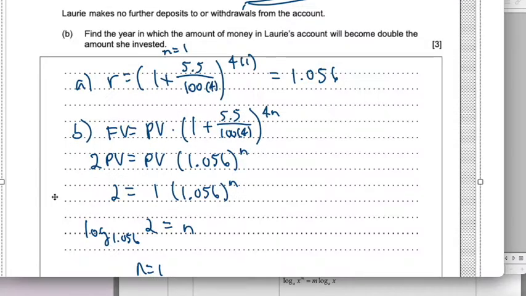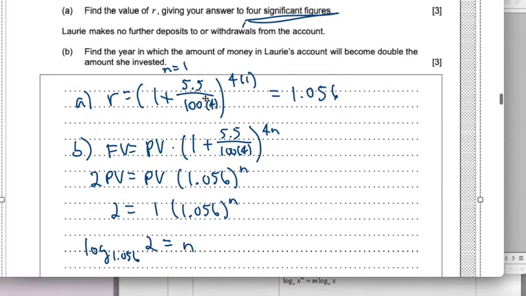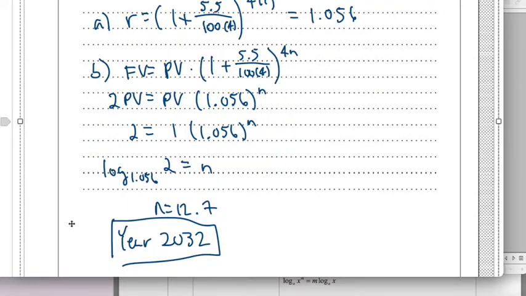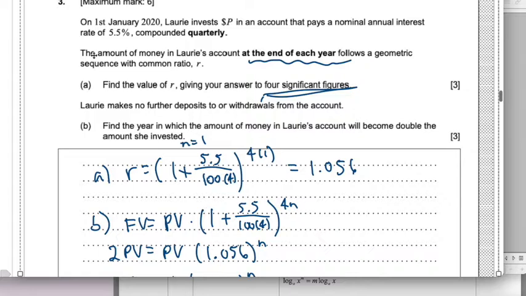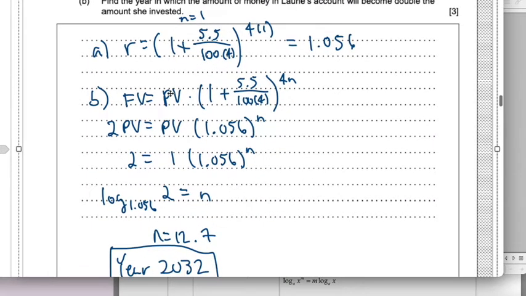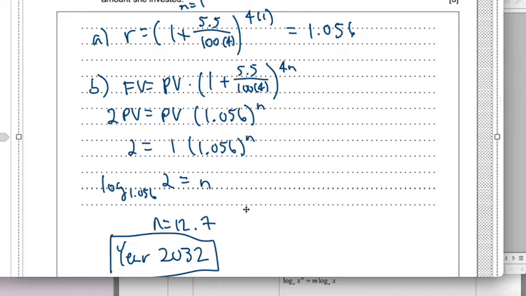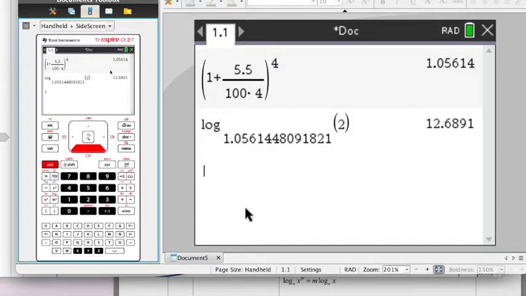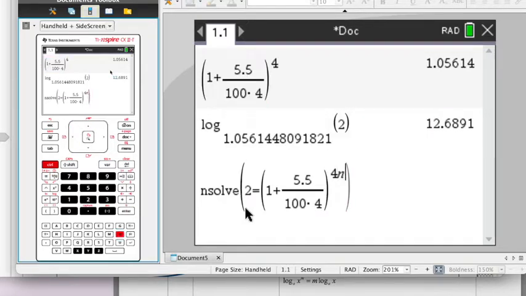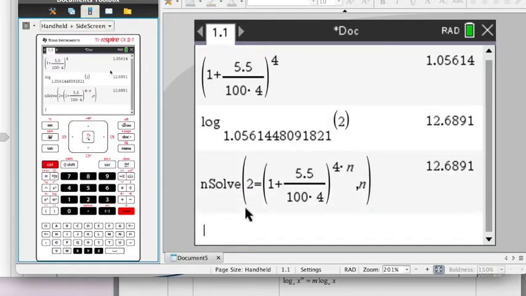Okay, so let's go back to the question, and it said that it's from which year? From 2022. So that would take us to year 2032. Now there are other ways you can do this question. For example, you could have just used nsolve the whole time, and this would have been 2 equals, we can just use this above here, to the power of n, and you also get that.